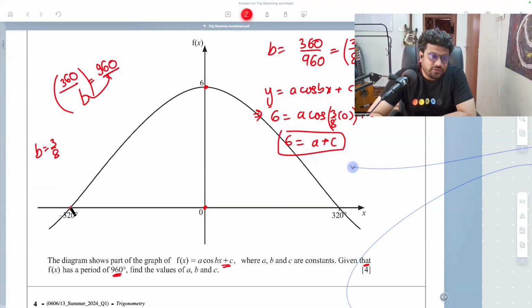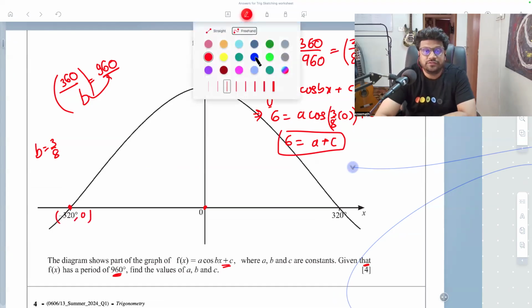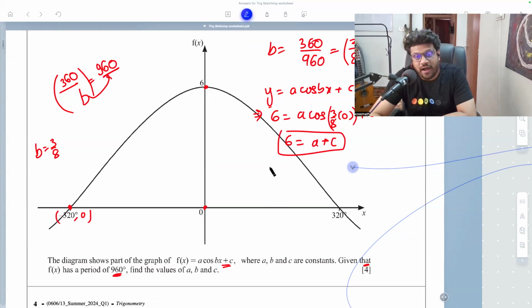I'll use this point also, where x is negative 320 and y is 0. This is negative 320 comma 0. Okay, so I'll use that. We'll use that in a different color. Y equal to a cos of bx plus c. Y is 0 when x is negative 320 plus c.